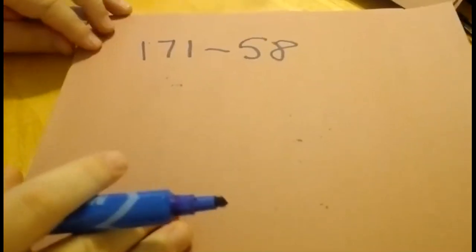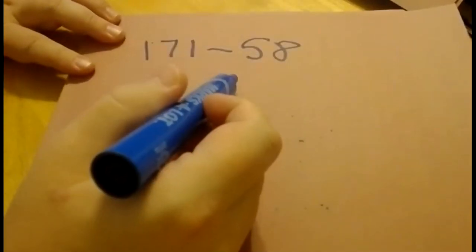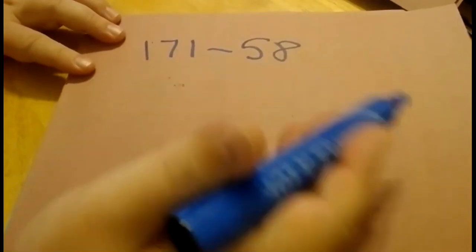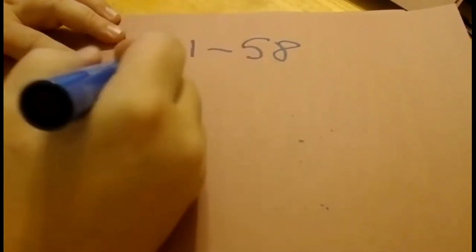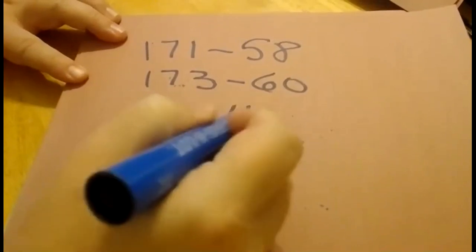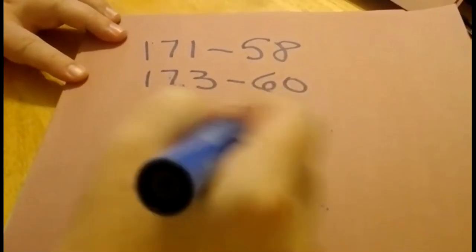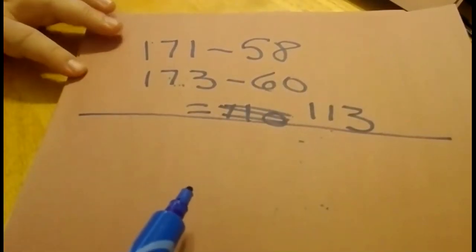171 minus 58. For this one, I think you might recall, when we have a subtraction, you can add anything you like to both the minuend and subtrahend. So let's do that. Let's get this up to 60. I'm going to add 2 to both of them. 173 minus 60. Much easier to think about, right? Oh, no. Sorry, 113, right? Yeah, 113. Right?